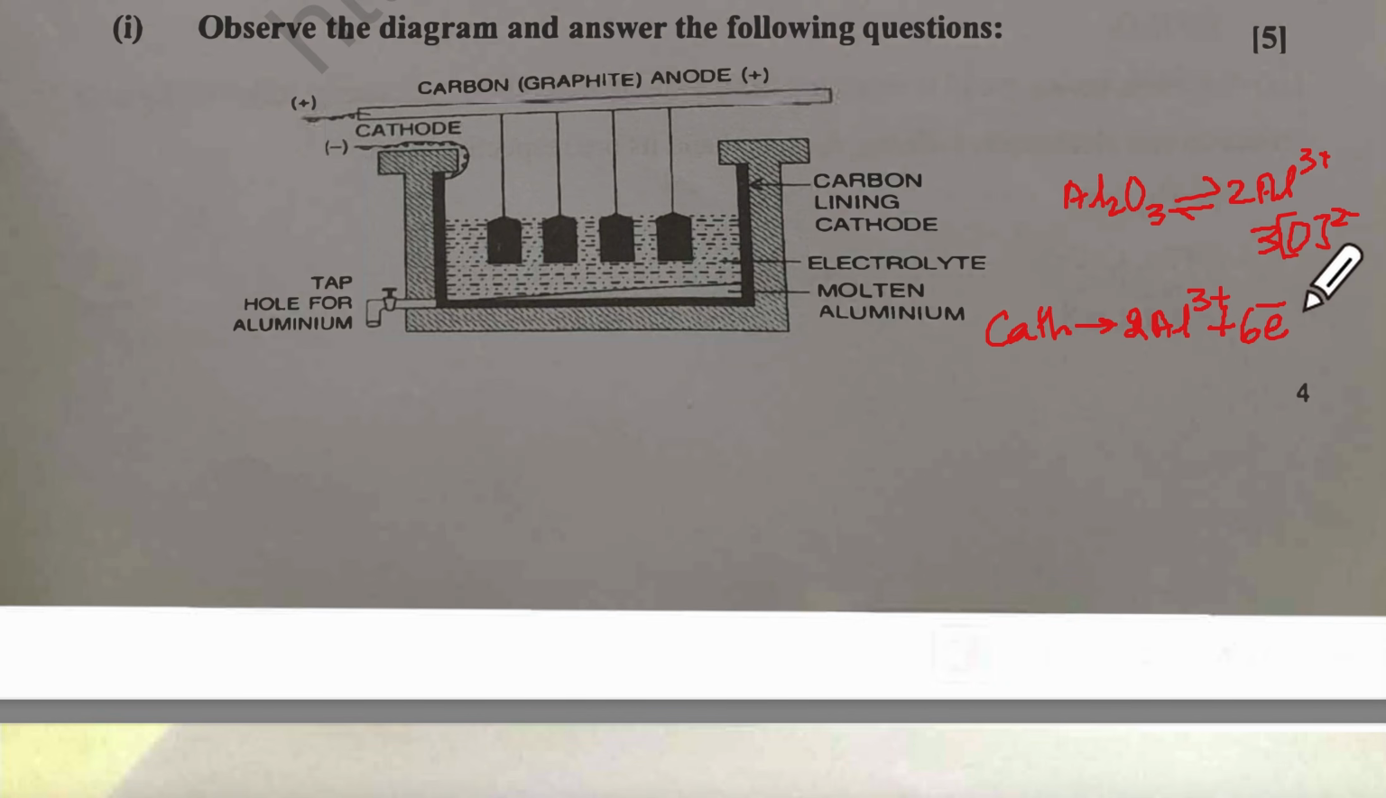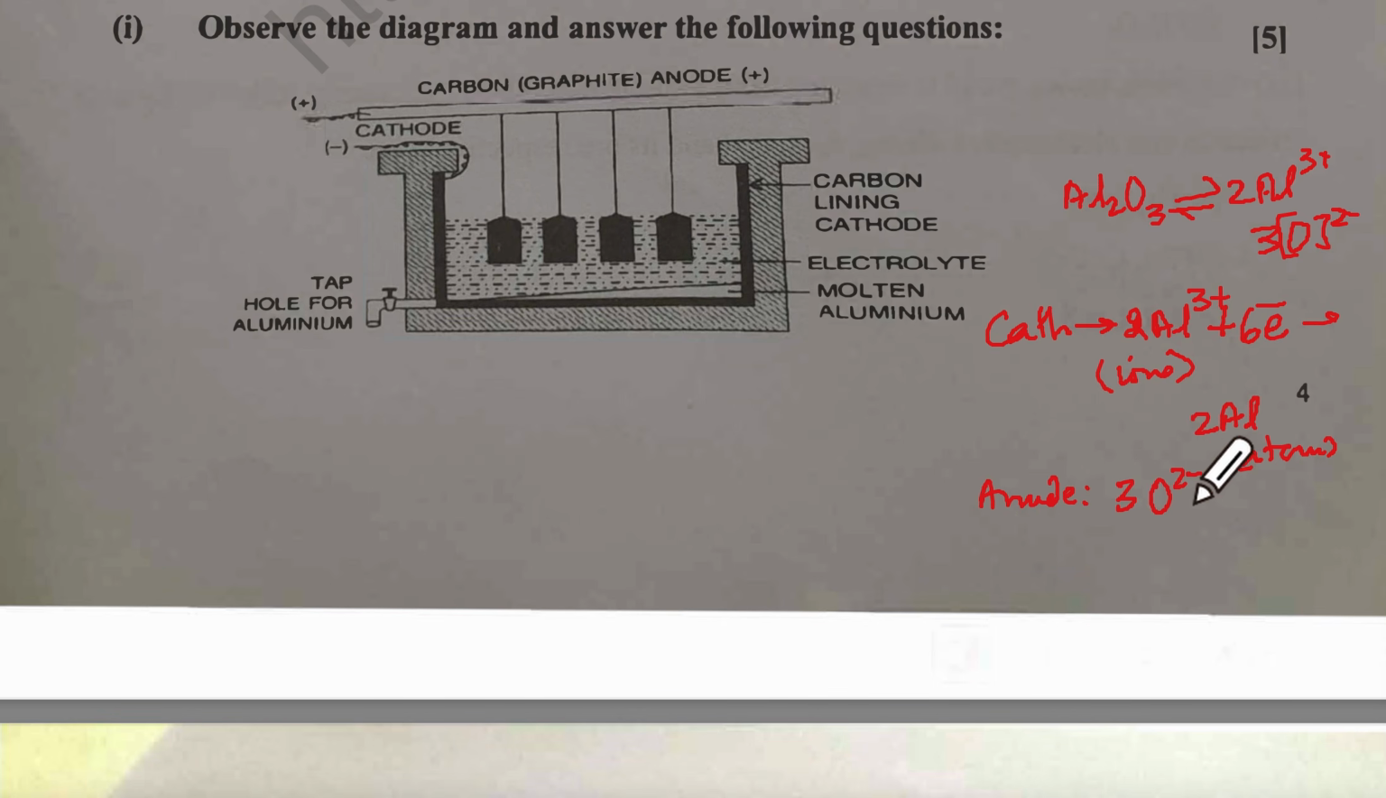The 6 electrons give you 2Al. Okay, these are ions, and these are atoms. Then we come to the anode. What will you write over there?